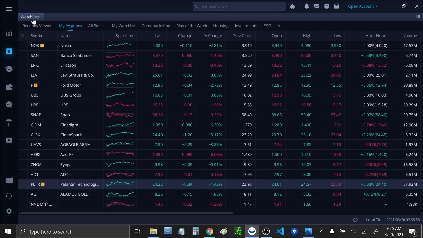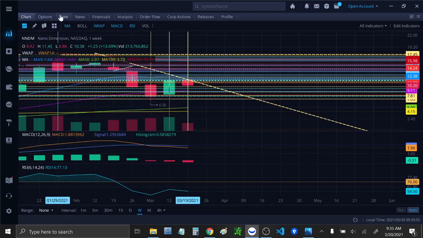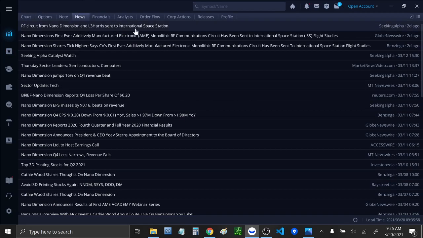Alright, so other than that, guys, there really is no news other than the sending of the RF circuit, in conjunction with L3Harris development, to the ISS space station. So that is the first of its kind, guys. It's the first item of an AME process brought into space to identify how radiation affects the circuit board and its signaling.